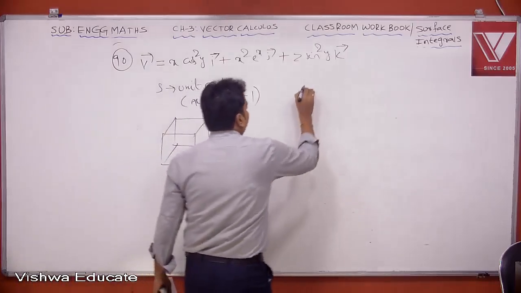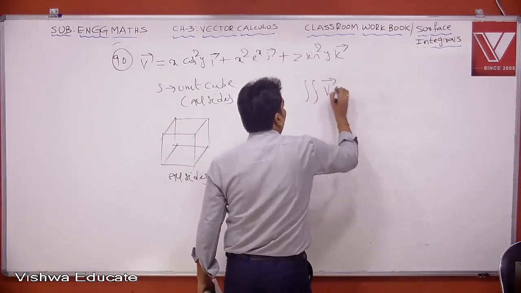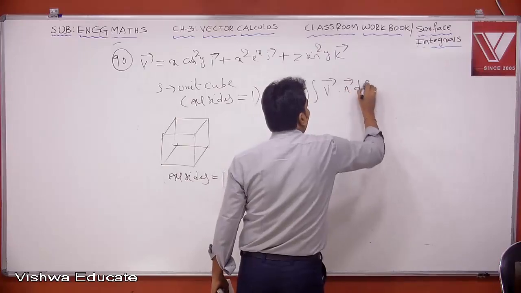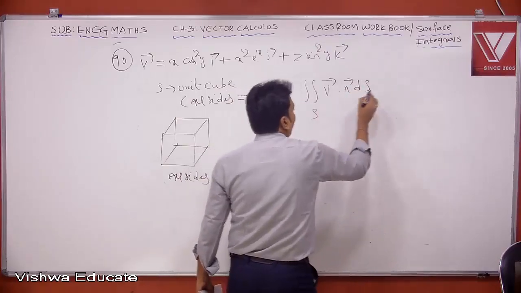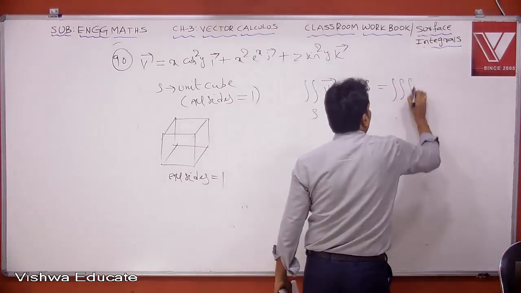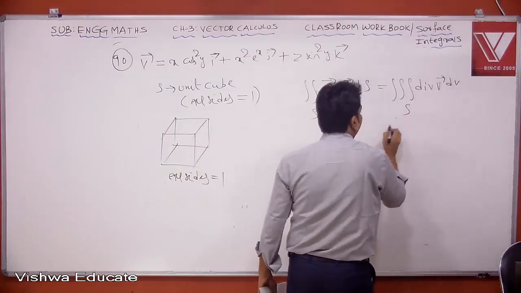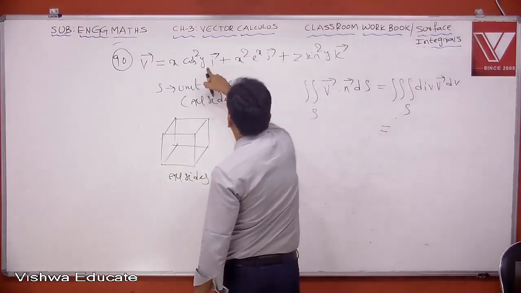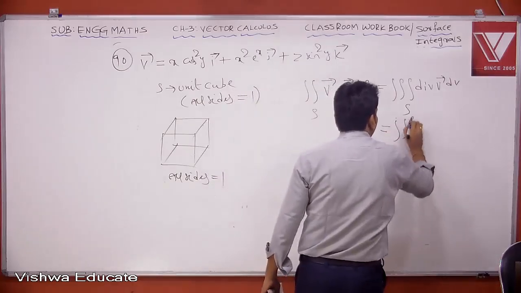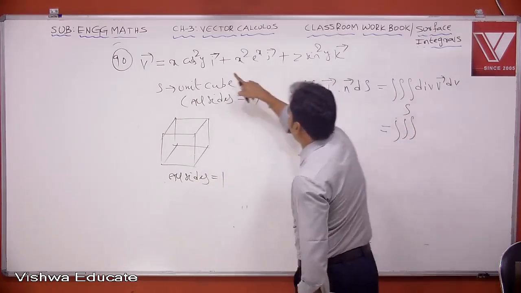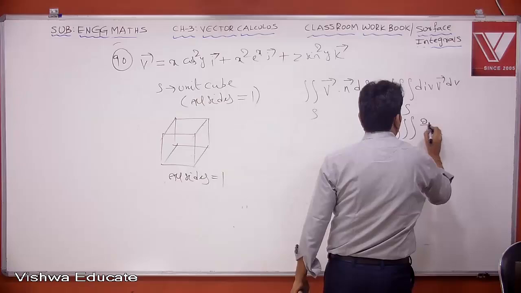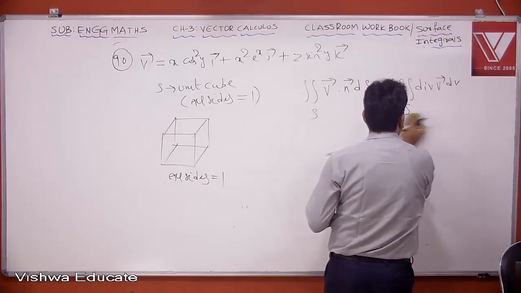Now in that case, we need to find the double integral of v bar dot n bar ds over S. So by Gauss divergence theorem, this becomes the triple integral of divergence v bar dv over S. When you find the divergence of this, it is the triple integral of dou by dou x of x cos square y, or I can find divergence v separately.